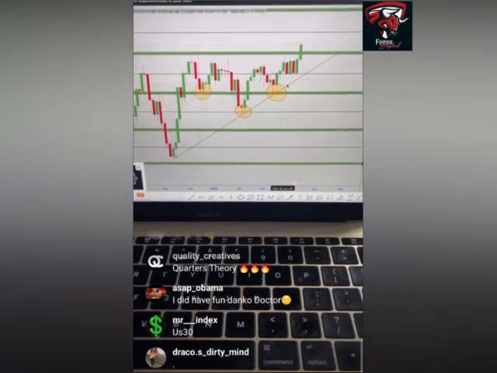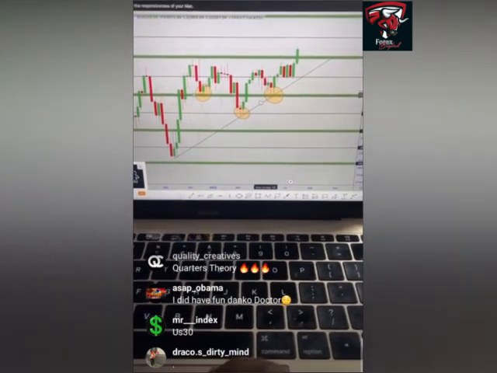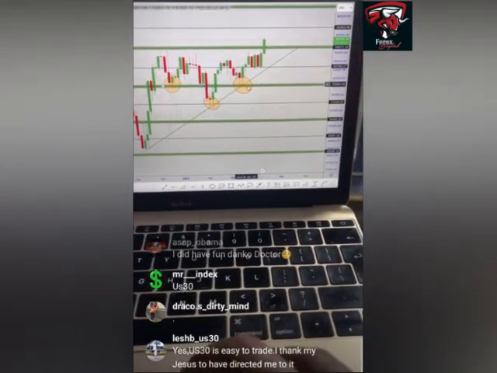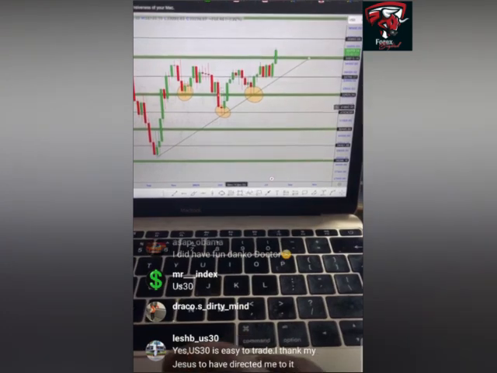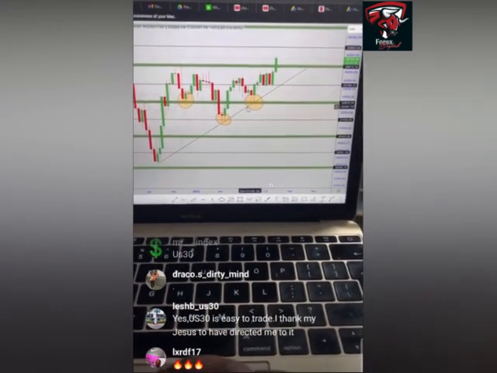So you have an inverse head and shoulder over here, right? And then this is like pure textbook trading. Okay, this is pure textbook trading. You've got the support level, you've got a trend line, you've got an inverted head and shoulder pattern. I mean, this was quite a clean setup and an easy move to catch.